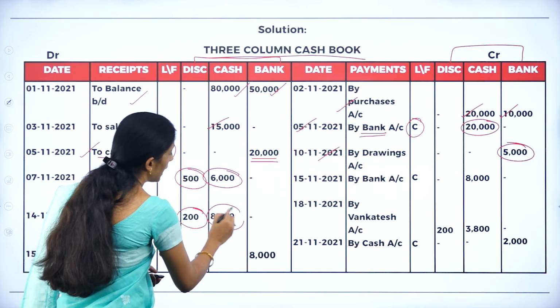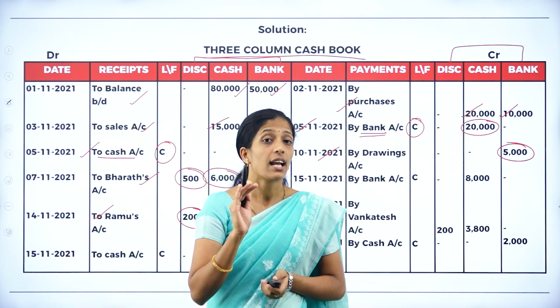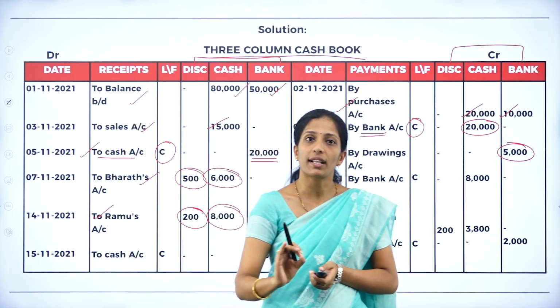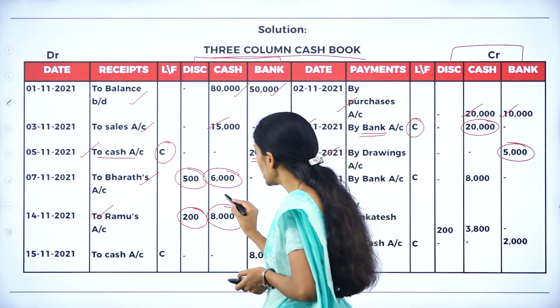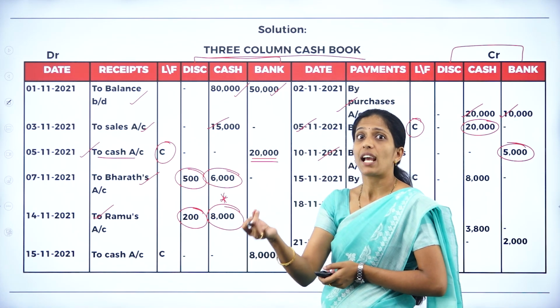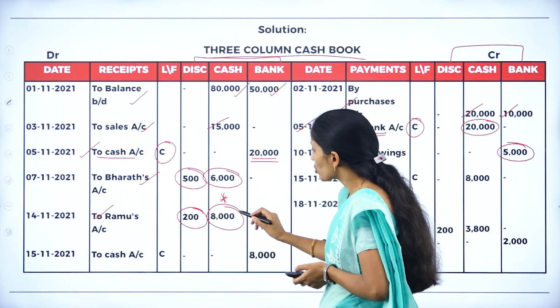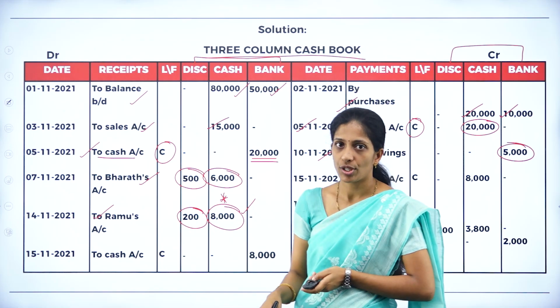So 8,000, instead of the bank column, you are going to write in the cash column, because I have told you it is not deposited on the same day. So this you have to be careful. It is not deposited on the same day. So we assume that we have received it in the form of cash since it is not deposited. So 8,000 in the cash column.